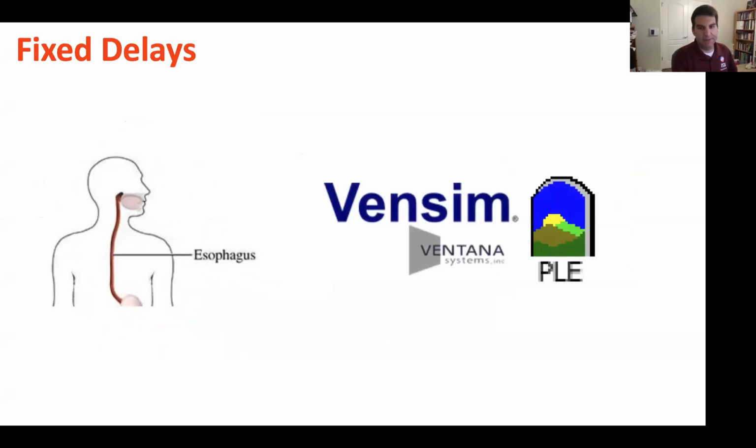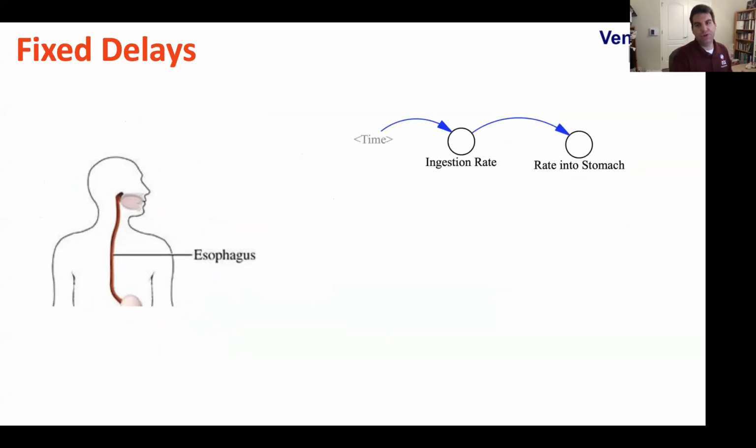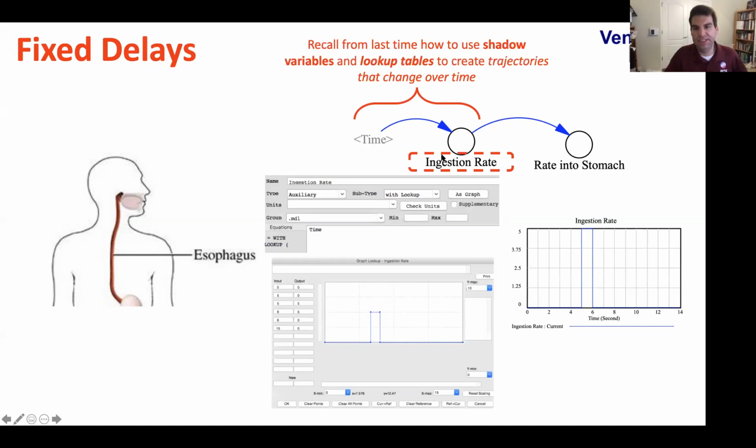And so in Vensim, there are ways in which we can tell Vensim to add one of these fixed delays. You could draw, for example, this setup here where I'm going to have a dynamic variable called ingestion rate and another variable called rate into the stomach. And I just want rate into the stomach to be a delayed version of ingestion rate. So in order to get there, I first need to build a model of food being ingested, and I am going to use a lookup table, borrowing from last time, to do that.